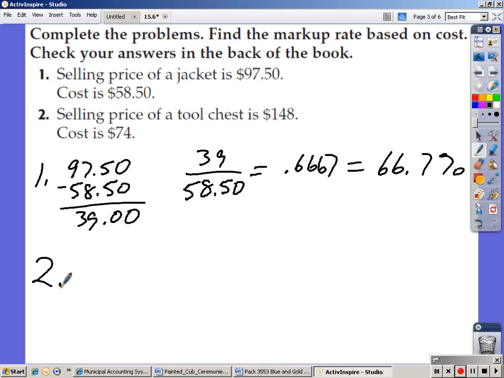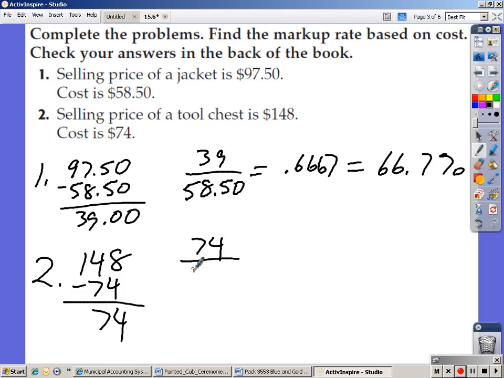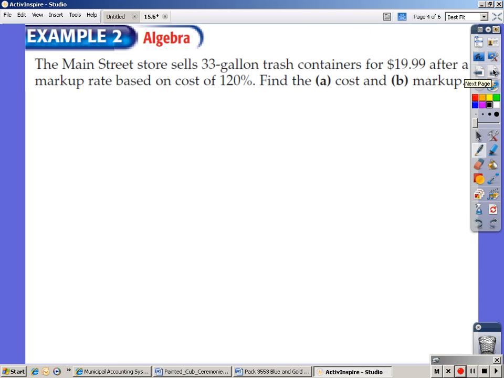Okay, number 2, 148 minus 74 is 74. 74 divided by your cost of 74 is 1, which is 100% markup rate. Okay, pretty easy there. Let's go ahead and move on to the second example, and you really need to pay attention to this.